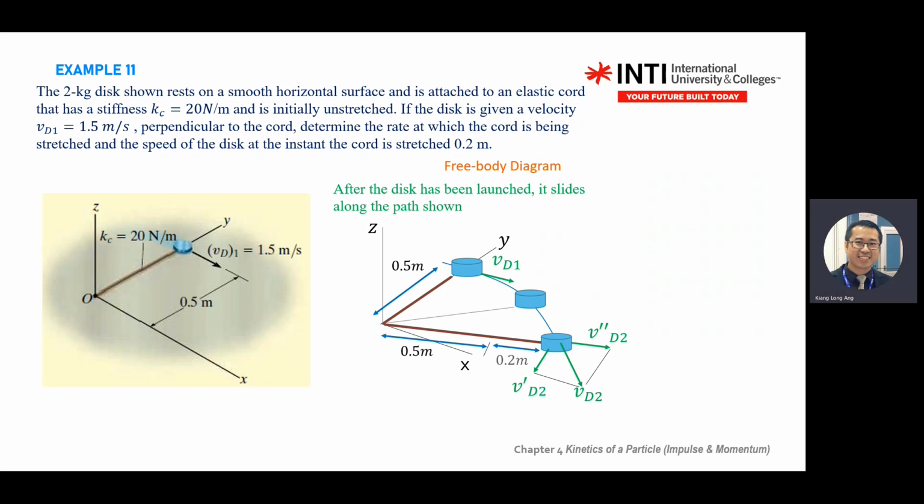So 0.5 stretched by 0.2 means this is the early position and the end position. At the end position, you split the velocity into 2 directions, one along the radial and one in the tangent direction. Then there's a weight pointing down because it's a 3-dimensional question. It gives you a smooth surface, so there's no friction.